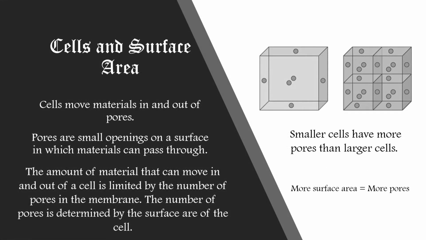Cells move materials in and out of pores. Pores are small openings on a surface in which materials can pass through. The amount of material that can move in and out of a cell is limited by the number of pores in the membrane. The number of pores is determined by the surface of the cell. More surface area equals more pores.